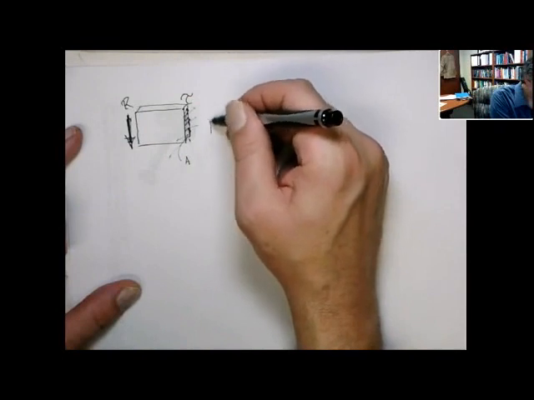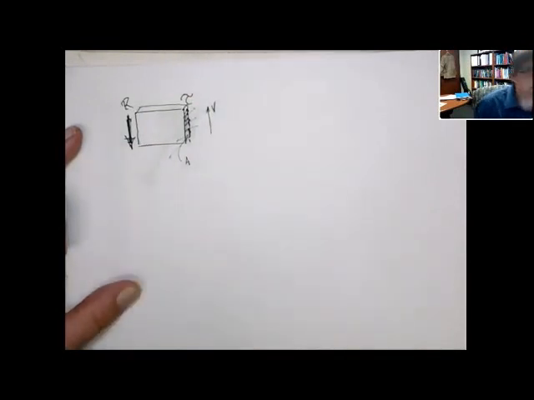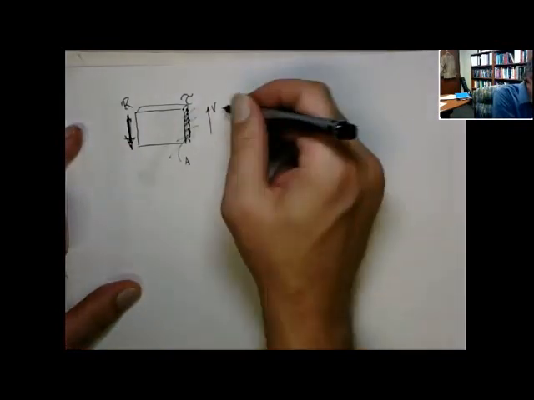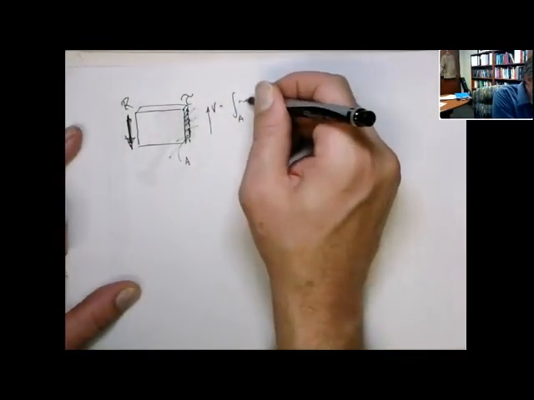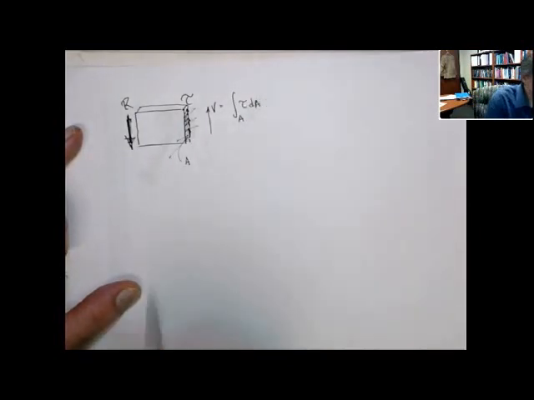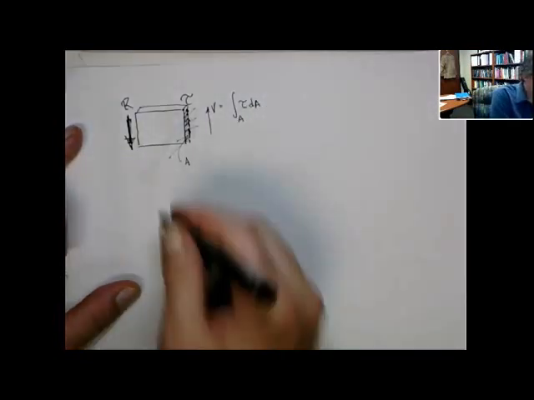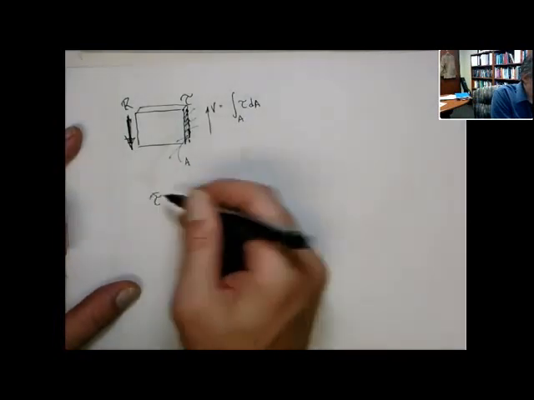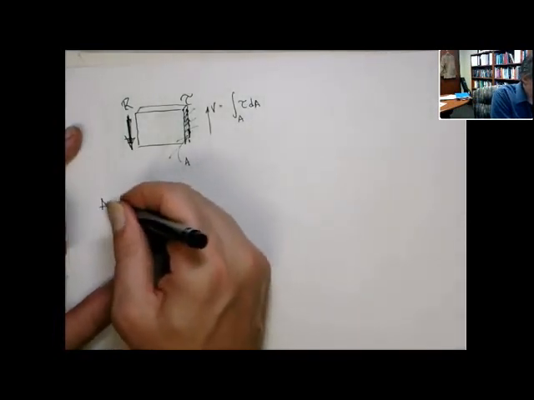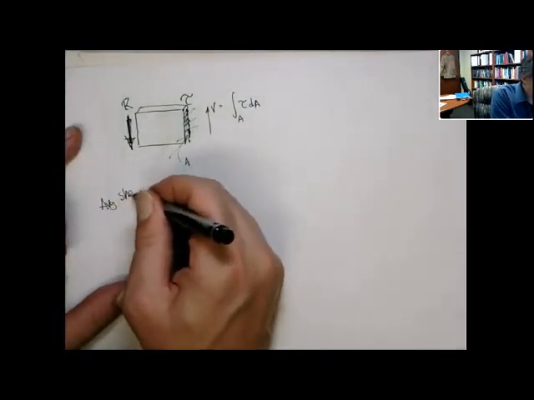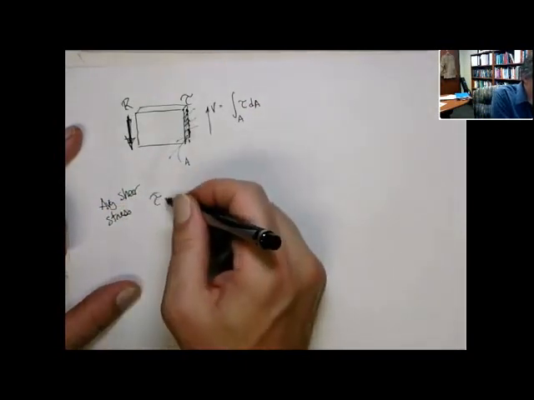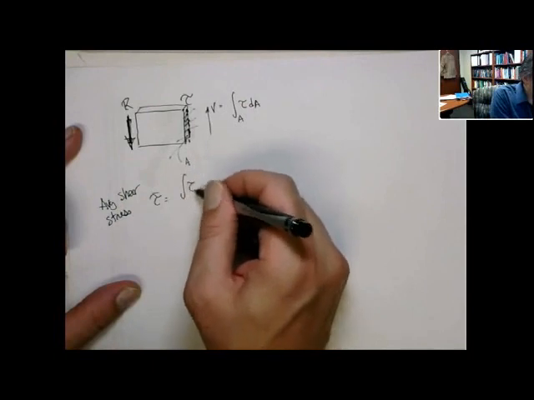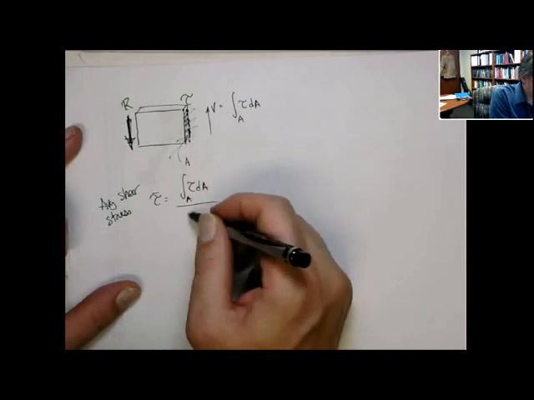Now, the net force acting on this, well, it's opposite of normal convention. That's going to be the integration over that area of tau. Now again, you want to look at the average shear stress. The average shear stress is going to be the integral of tau dA over the area.